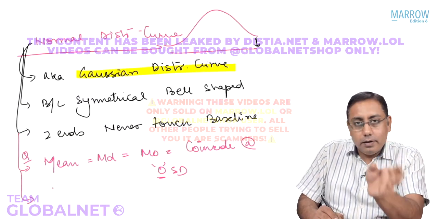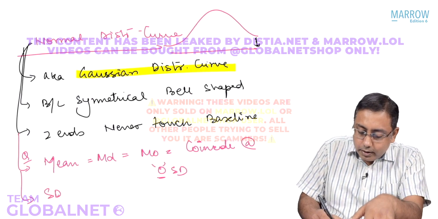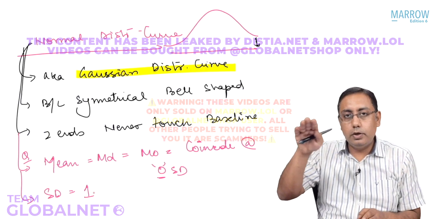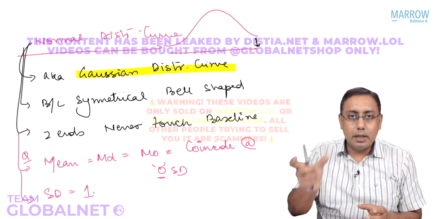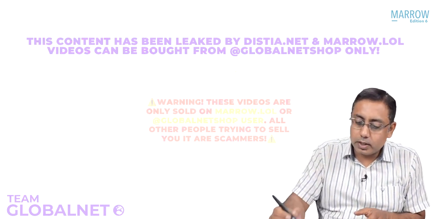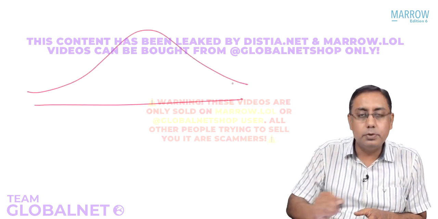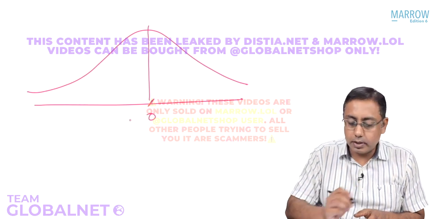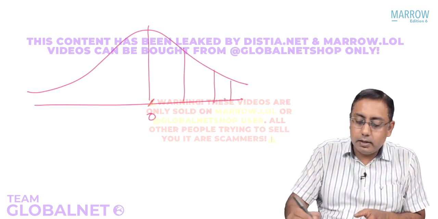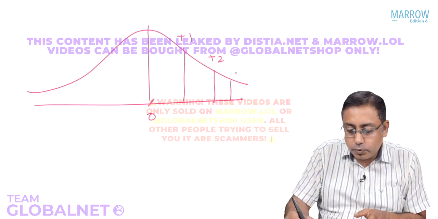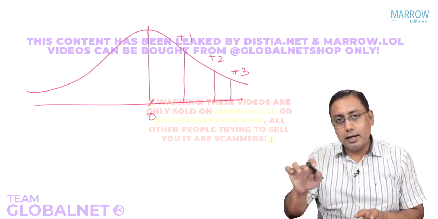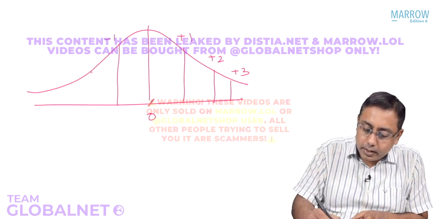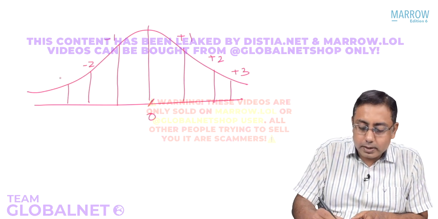How much is the standard deviation in a normal distribution curve? The standard deviation is equal to 1 unit. That means the normal distribution curve is spread around in units of 1 standard deviation. If this is the normal distribution curve, in the center will be point number 0, that is 0 standard deviation. Then moving forward it will be plus 1 SD, plus 2 SD and plus 3 SD. Backward it will be minus 1 SD, minus 2 SD, minus 3 SD.